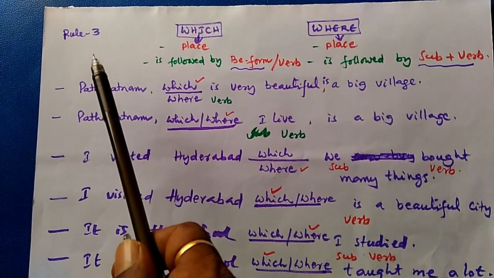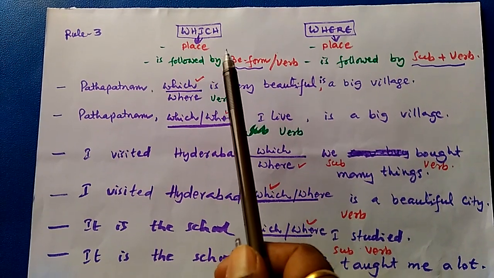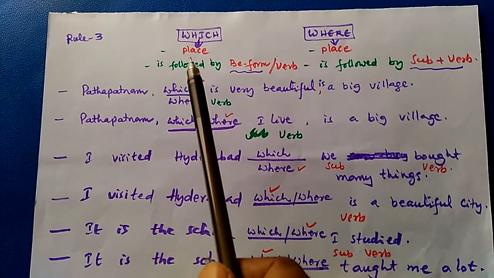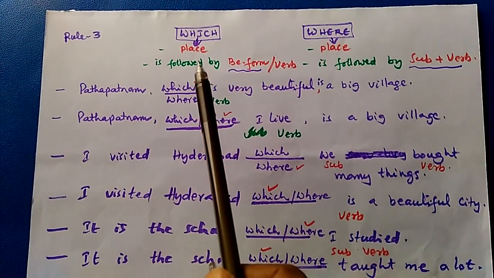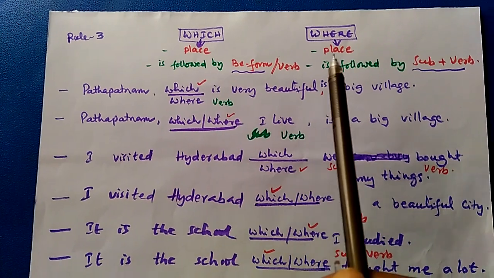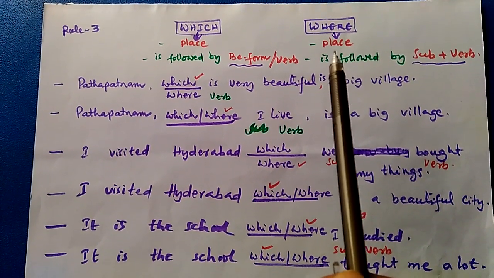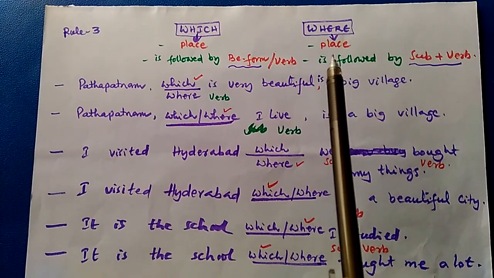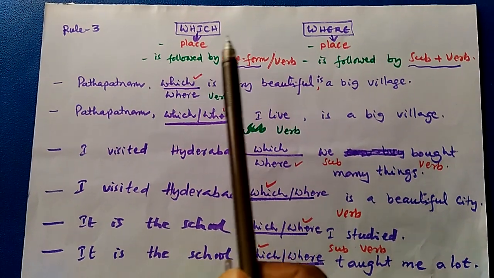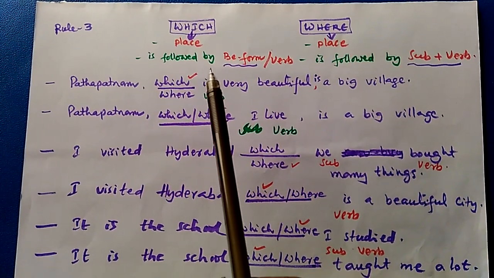Well, this is rule number 3, which tells us where to use which and where to use where. Strangely, both these words can be used for places. Which is used for place, where is used for place. Then how can a normal student differentiate the uses of these two pronouns? Let us see the clue.